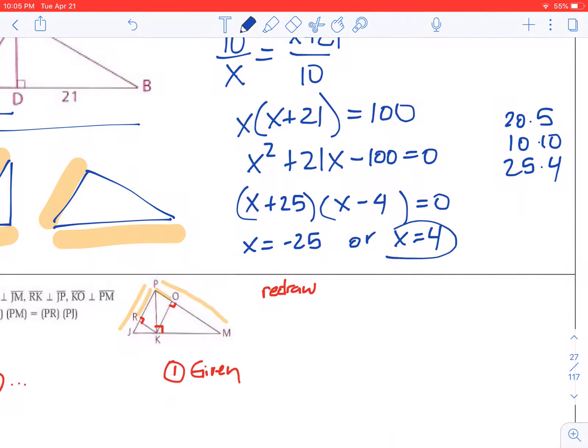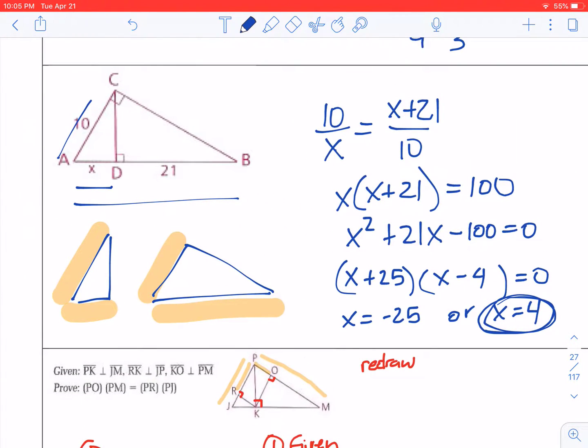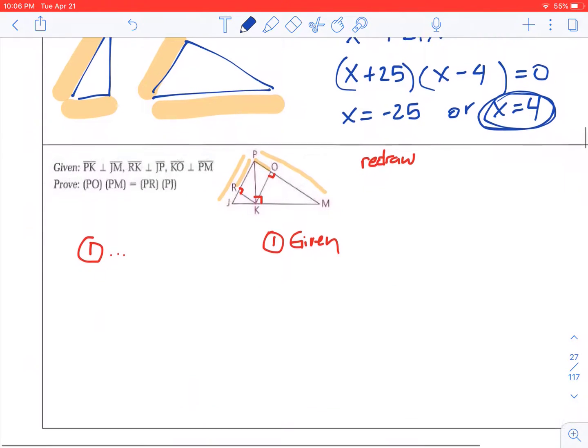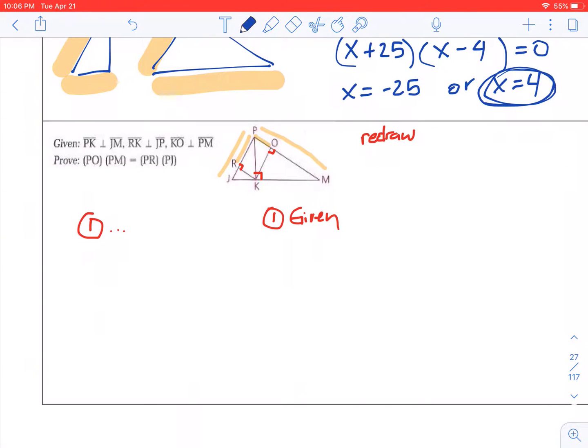Obviously, we are not going to take the negative 25. Now be careful. Don't discount it every time, because sometimes this negative 25 will work. But in this case, as you can see, you can't put a negative 25 there, only 4 would work. All right. A little proof, and then we're done.